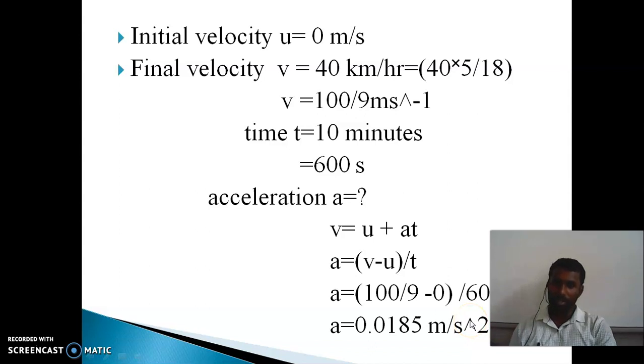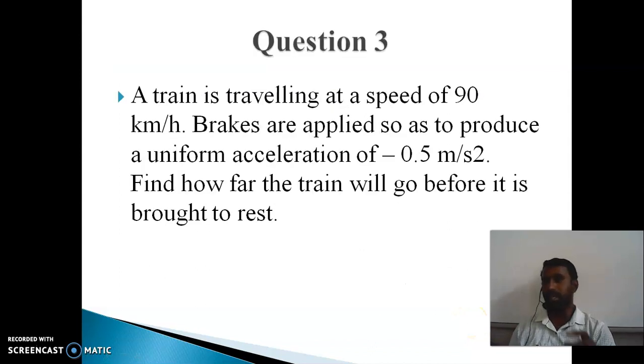Okay. So the next problem, question number 3. A train is traveling at a speed of 90 km per hour. Brakes are applied so as to produce a uniform acceleration of minus 0.5 meter by second square. This is nothing but meter per second square. So find how far the train will go. The keyword how far represents the distance the train will cover before it is brought to rest.